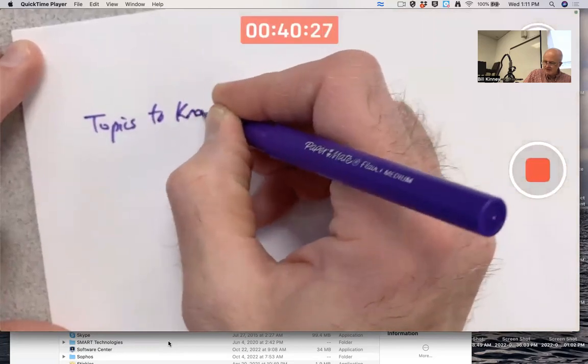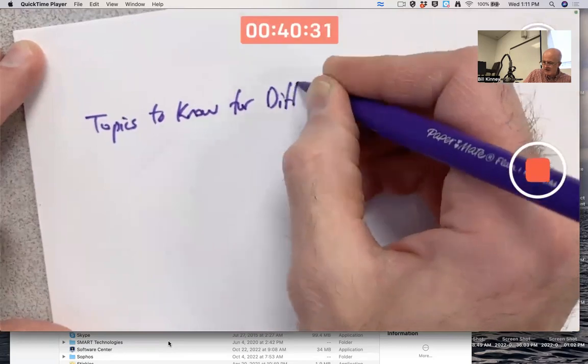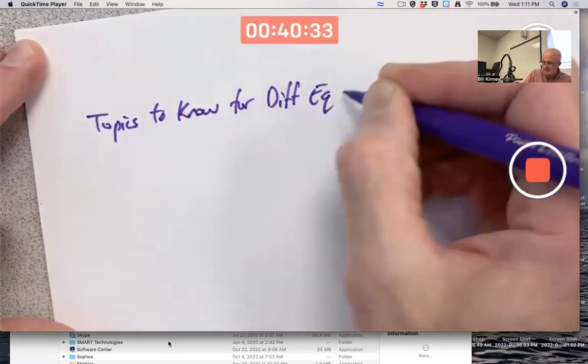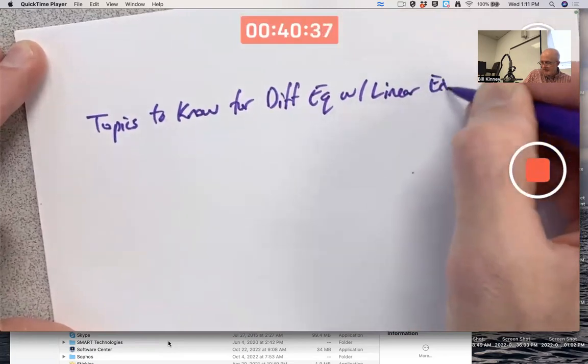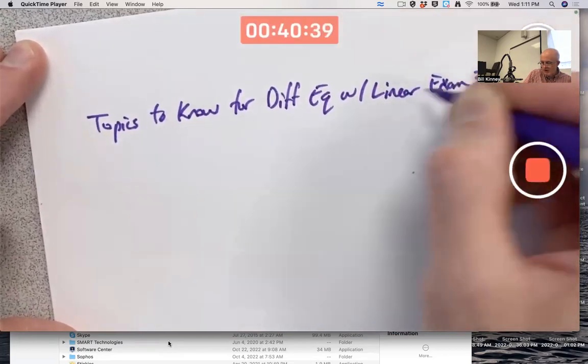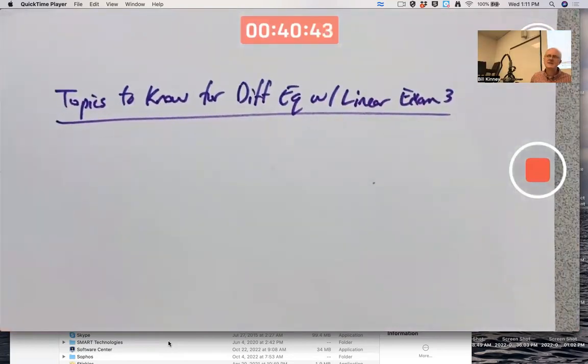So what are the topics to know for our diffie-q with linear exam 3? The point here is to do a broad overview of stuff. I think it makes the most sense with this broad overview to combine the diffie-q and the linear and talk about them at the same time.